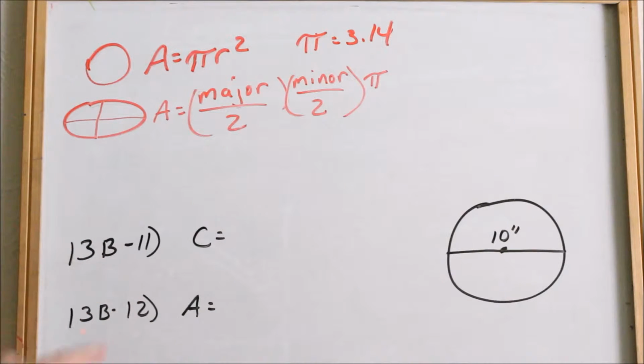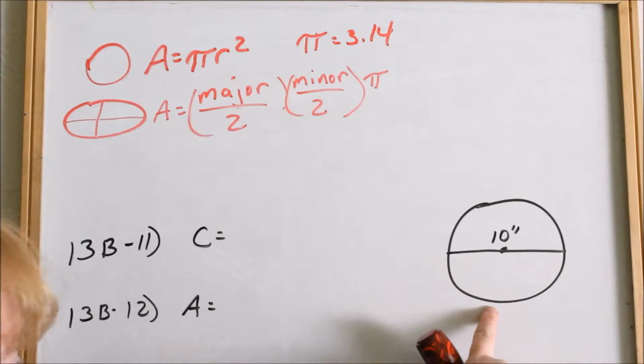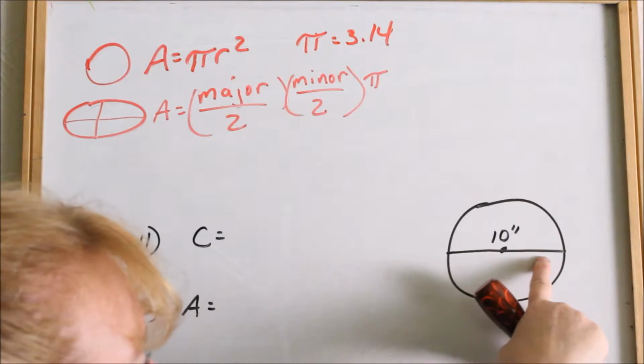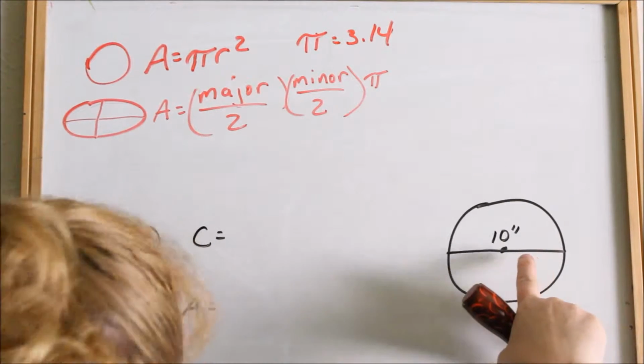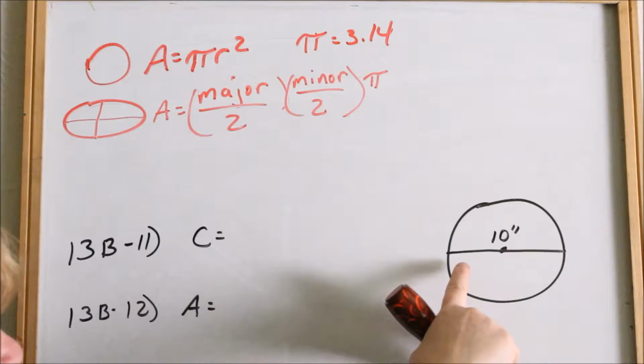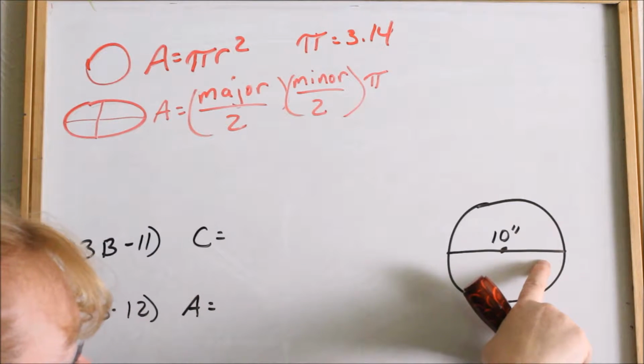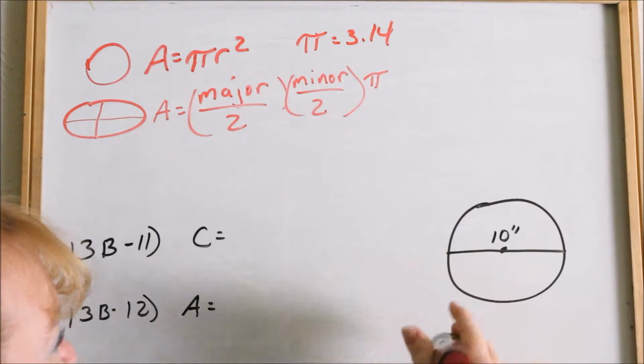Look at 13b11. We're dealing with a circle. Be careful here, we are given the diameter. Okay, we are given the diameter. So just know if you're given the diameter and you need the radius, you need to cut that diameter in half when you're dealing with the radius.